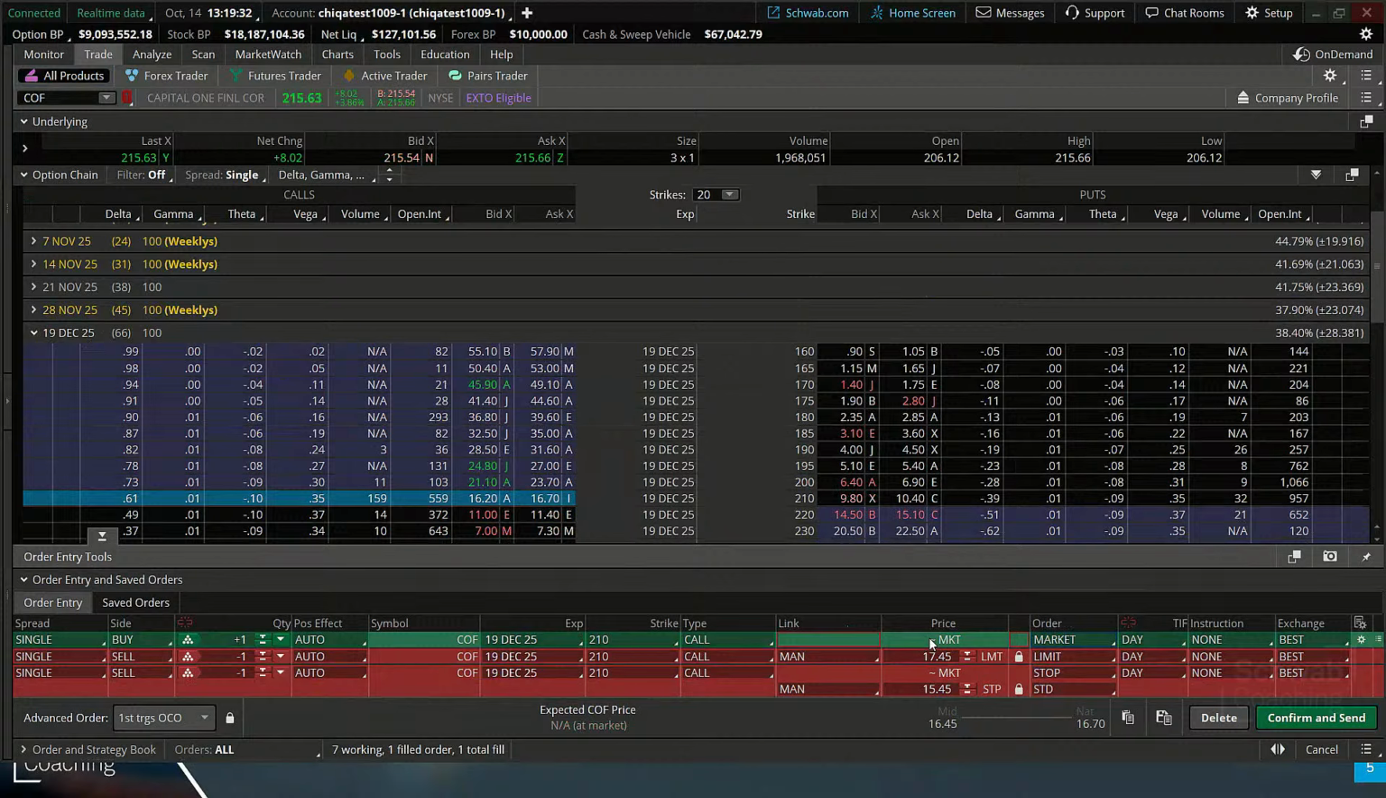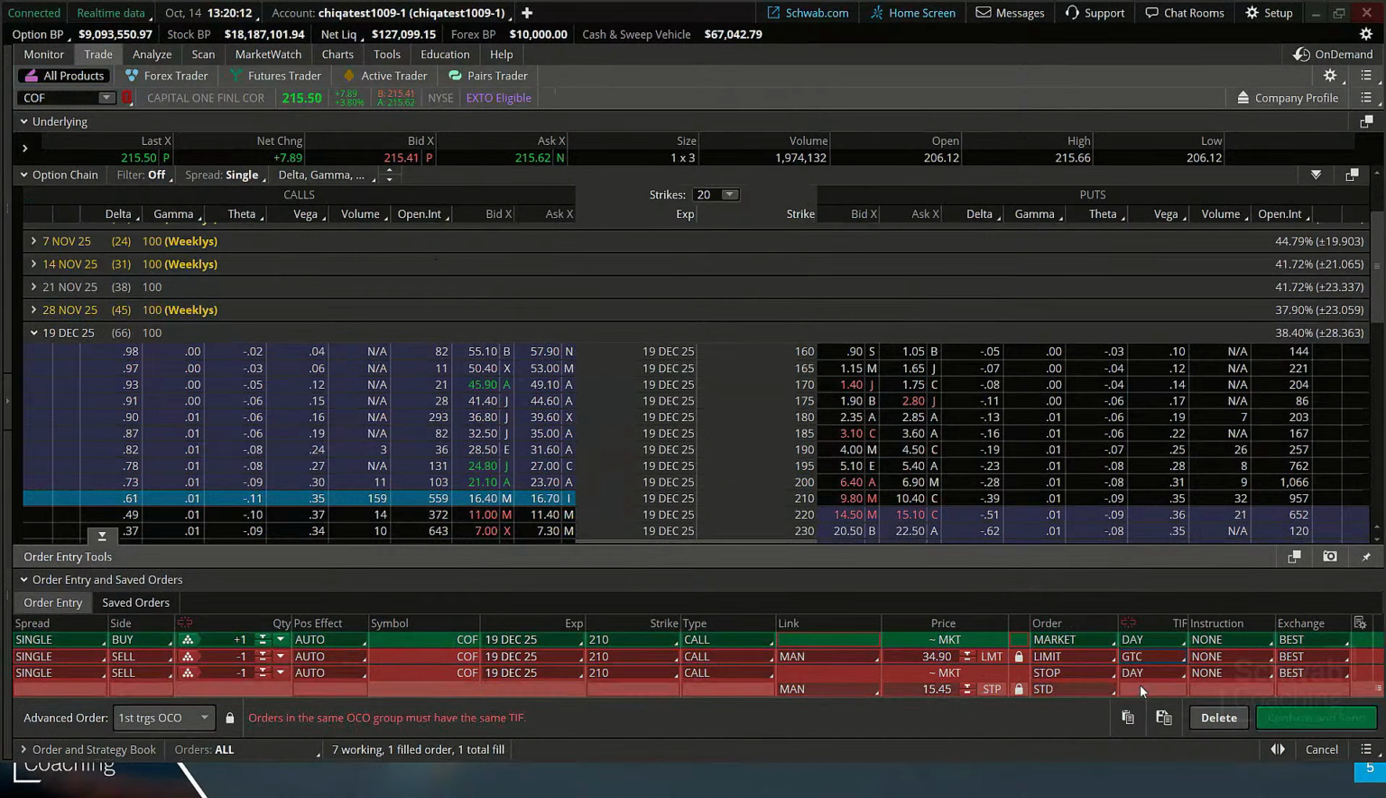Now, when looking at my order setup for Capital One Financial, I want to look for a 200% gain on this option. So if I want to look for a 200% gain, I could just take this amount times, I guess 100% gain is what I'm looking for. So I'm going to take this amount and just take it times 2. So 1745 times 2 will be 3490. And that's going to give me my 100% profit level, which is what I'm looking for. So I'm going to make that order good till canceled.